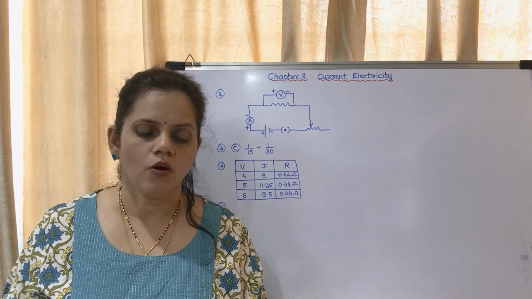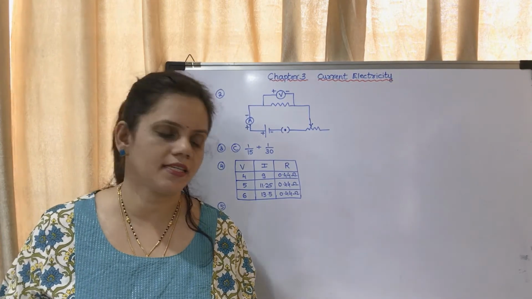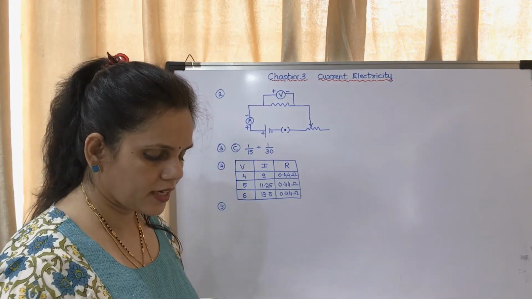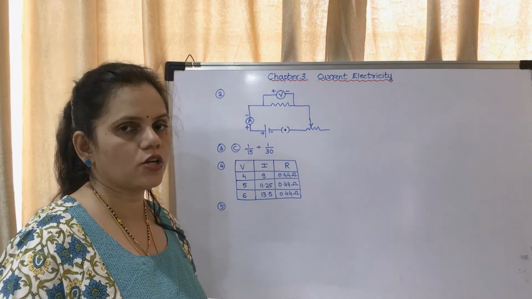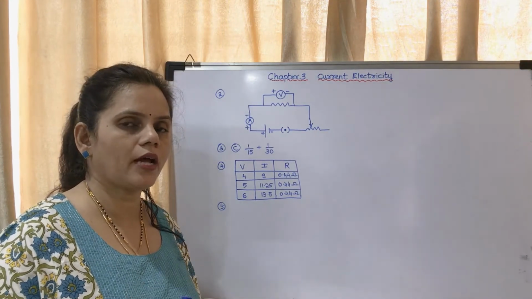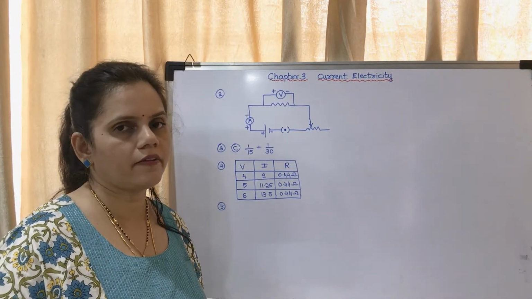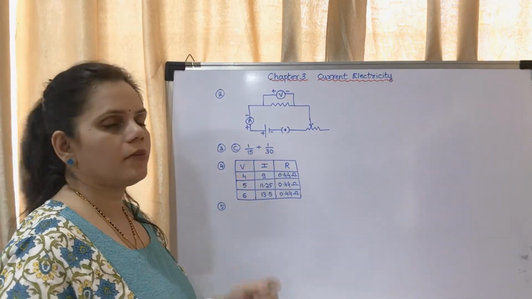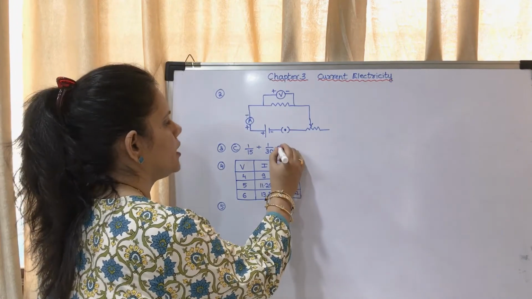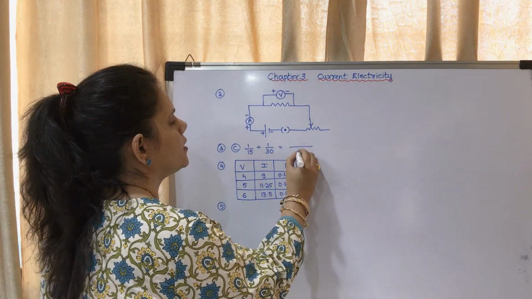Next, C. What will be the effective resistance in the above circuit? So if you are connecting them in parallel, what will be the effective resistance? What is the equation? It is 1 upon Rp is equal to 1 upon R1 plus 1 upon R2. That means 1 upon 15 plus 1 upon 30. So here 30 is the LCM.